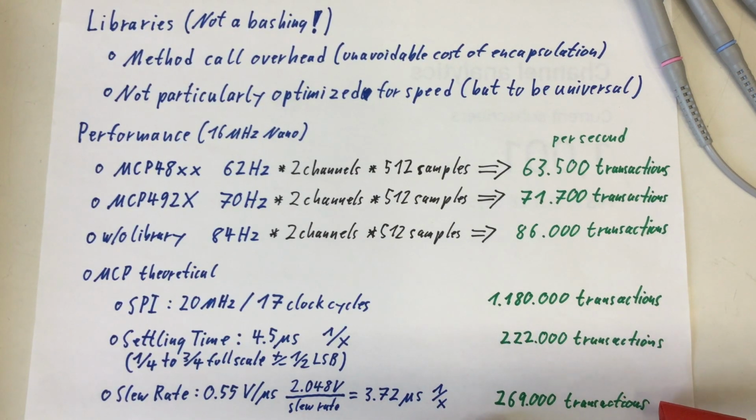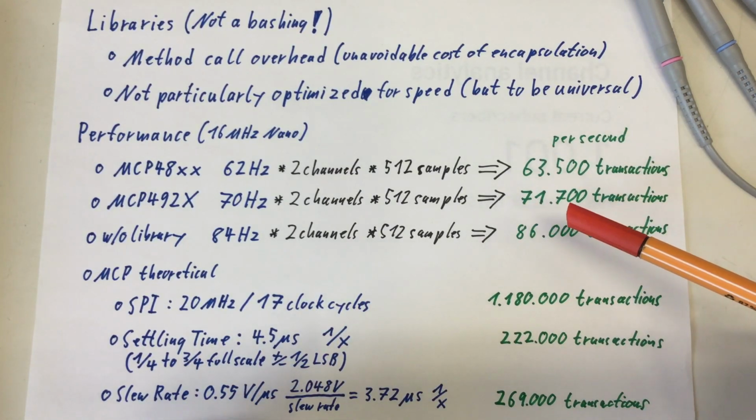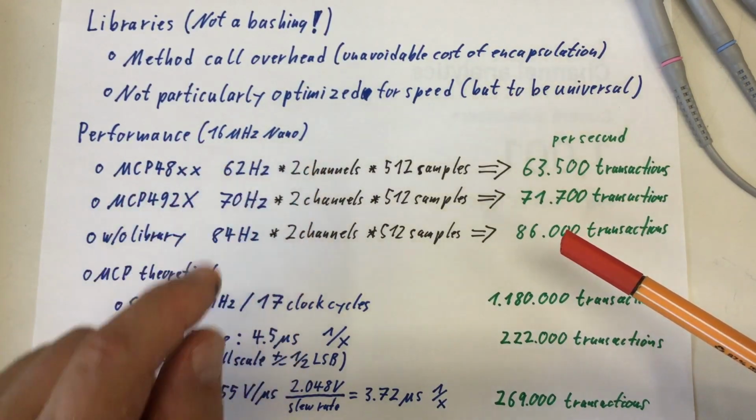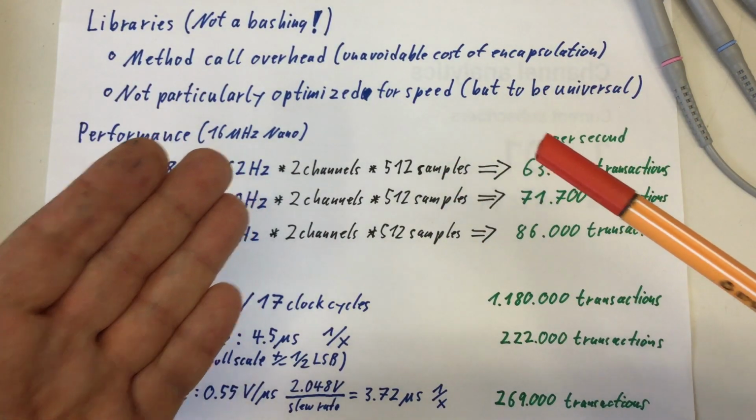That leaves you a little bit higher value of 269,000 transactions. However, if you use gain 2 and go up to 4 volts, this value halves, and then you are at 135,000 transactions per second, which is not so far away from these values. And yeah, you get, of course, the 20 megahertz Nano Every, which would improve all these numbers by 25%.